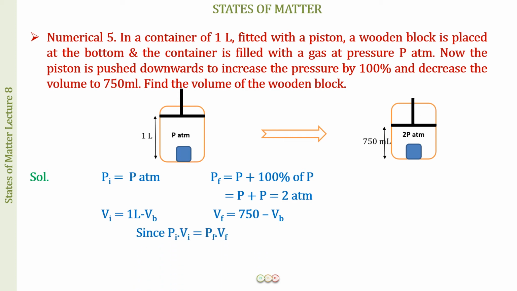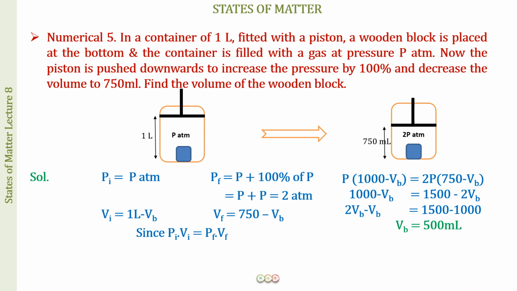So we have PiVi equal to PfVf. Just quickly substitute the values. What you will be getting as the volume of the wooden block is going to be 500 ml. Okay, so what I have done over here is just take 1 liter and convert this into 1000 ml because the other volume was in ml, right? So 1000 ml and 750 ml. The rest of the calculations, I think they are going to be very simple for you.